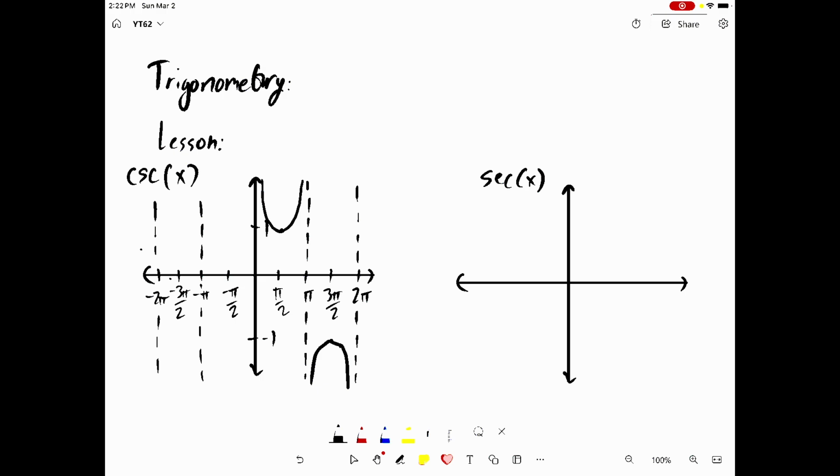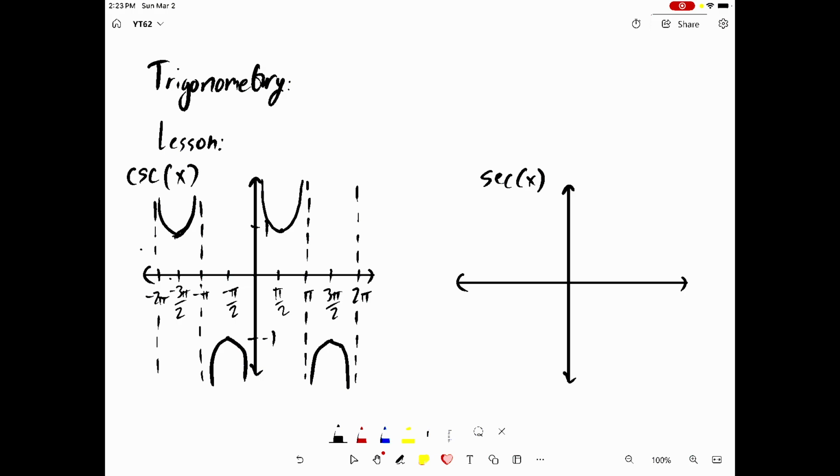Now, what's going to happen here is cosecant of negative pi over 2. Isn't cosecant an odd function? It's going to be the exact opposite of cosecant of pi over 2. So we're going to have a dot here, and there we go. What we're going to have is the same thing that happened from 3 pi over 2 to 2 pi, and then the opposite from -3 pi over 2, from negative pi to -2 pi. So this is how the graph of cosecant of x is going to look.